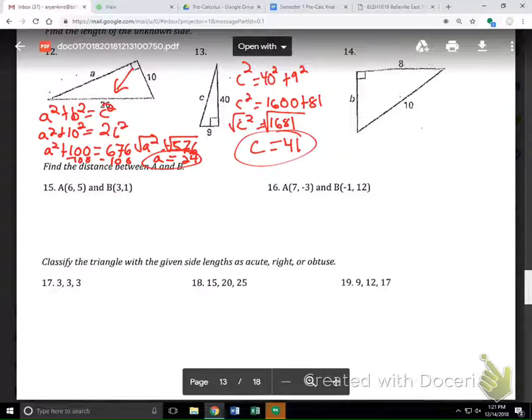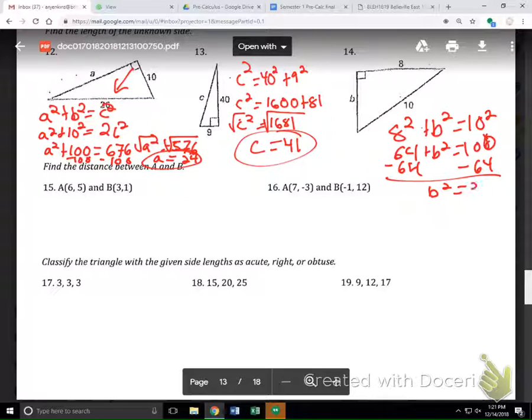A squared plus b squared equals c squared. C squared equals a squared plus b squared. I'll do it the other way. 8 squared plus b squared equals 10 squared. 64 plus b squared equals 100. Is that 41 or is that 46? 64. Say it again. Is that 41 or 46? It's 41. Alright, next one.